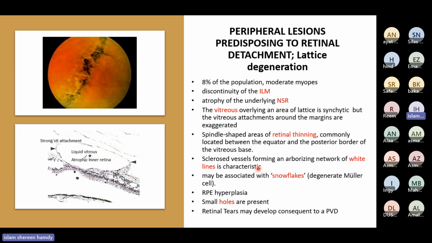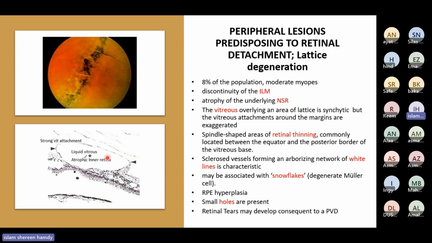Let's talk about the important stuff. So the lattice degeneration is one of the peripheral retinal lesions that predispose to retinal detachment. This is how it looks clinically. It's very, very important to know what are the pathological changes occurring in the lattice degeneration.